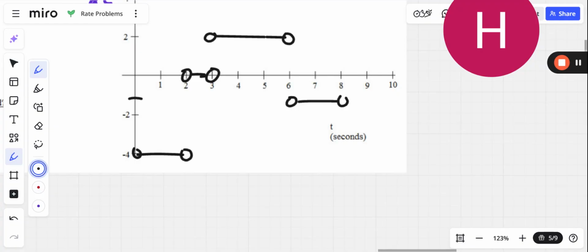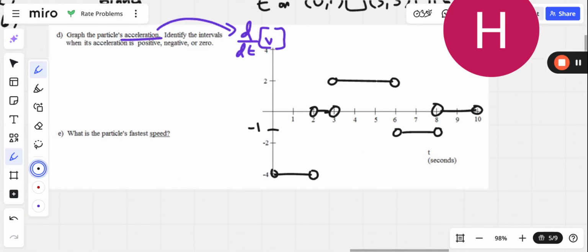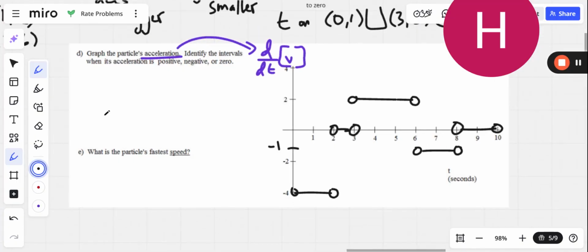So if this is -2, we'll just call this -1. Why not? And then we have a slope of 0. There we go. That's the acceleration. So if we want to identify when the acceleration is positive, negative, or 0, we can just do this. We can say a is greater than 0.